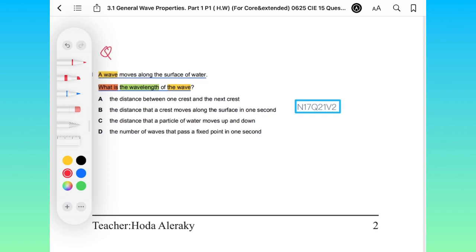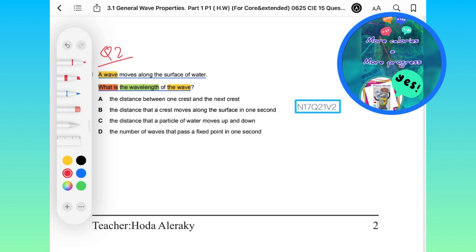Question number 2. We have here a wave moves along the surface of water. What is the wave length of the wave? Okay, wave length is the distance between two successive crests or two successive troughs. So you have this distance or this distance, or it could be the distance between a certain point in the wave and a similar point in the next wave.